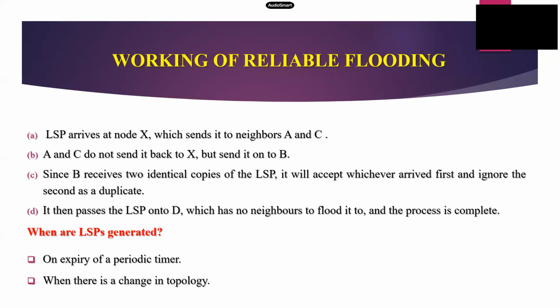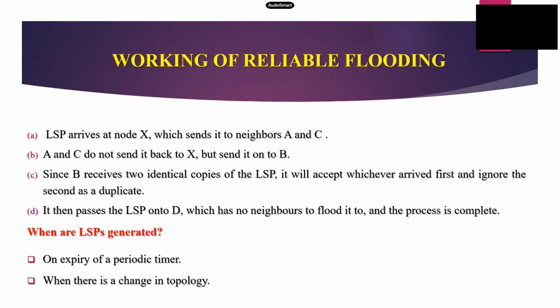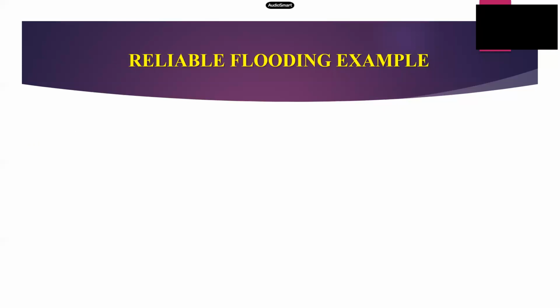And the third point: B receives two identical copies of the LSB, because B is a neighbor node of node C and node A. So it will receive two identical copies of the LSB, right? And it will accept whichever arrived first and ignore the second as a duplicate. Then it passes the LSB on to D. D does not have any neighbor node, so the process will be completed.